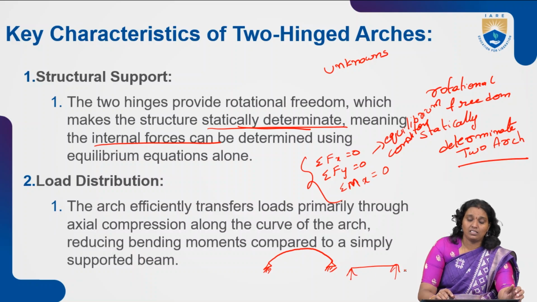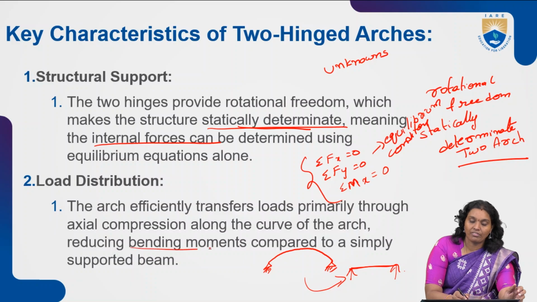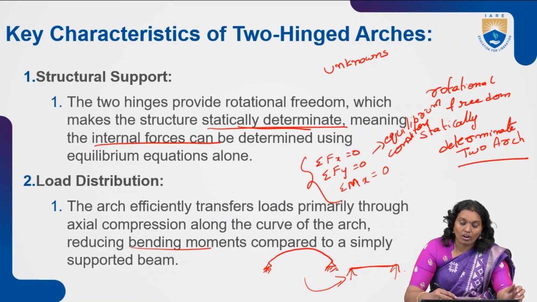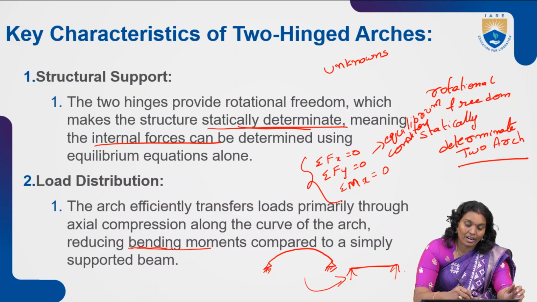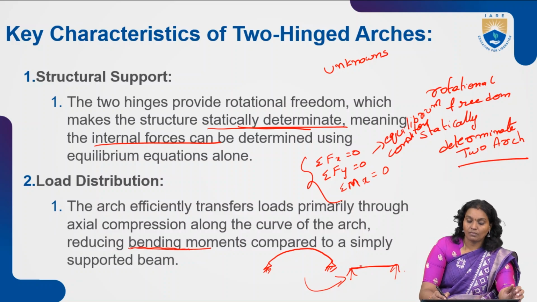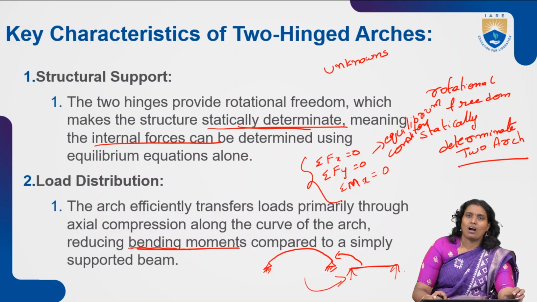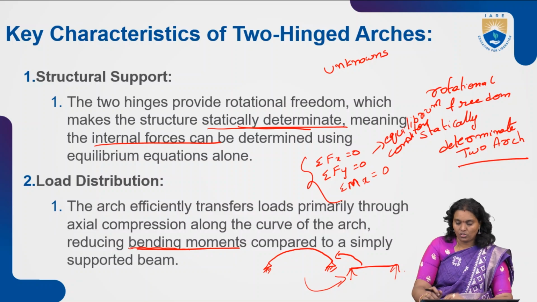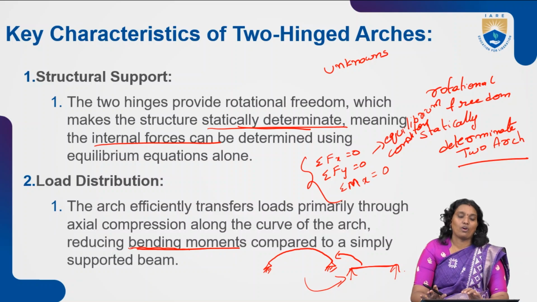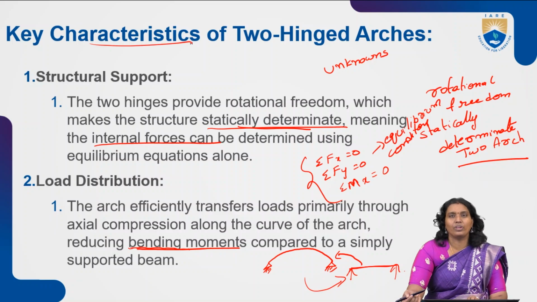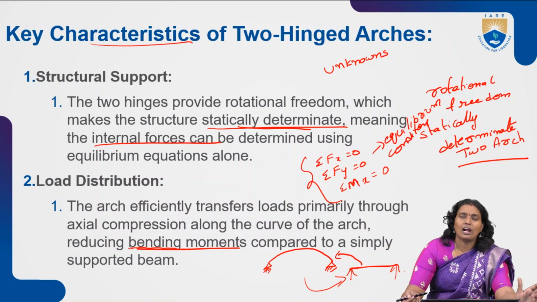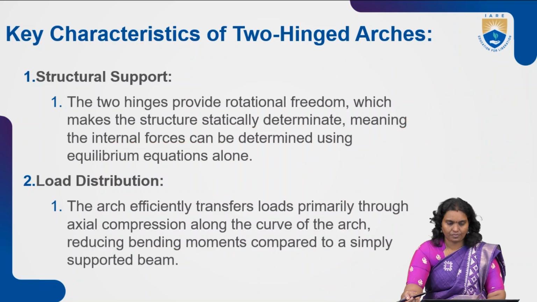Compared with this, we may provide a simply supported beam instead of these arches also, but we lose this kind of advantage. Once we provide two hinged arches instead of simply supported beams, we reduce the bending moments of that particular structure. So the load distribution is also one of the key characteristics of our two hinged arches: structural support and load distribution.